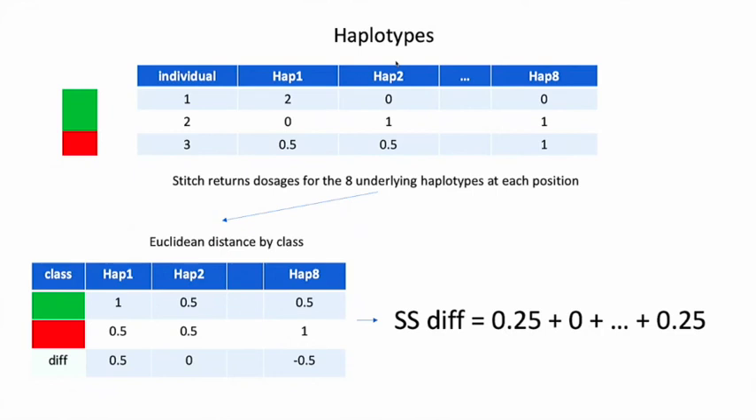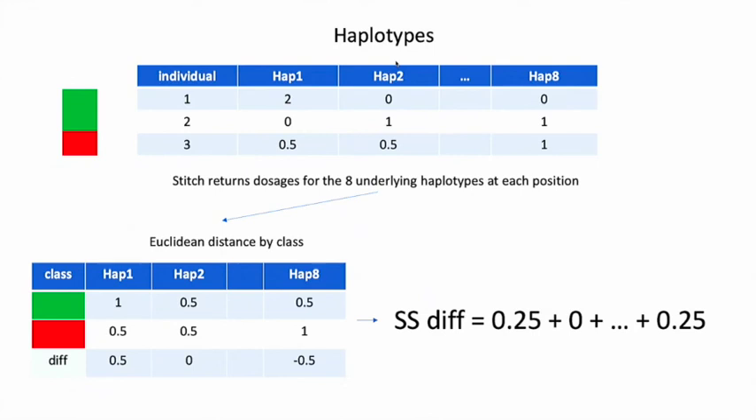And so what we could do is take all the individuals for some region that are quick clotters and calculate their average haplotype frequency. So that's all I've done here. This 1 here is the average of 2 and 0. This 0.5 is the average of 0 and 1. And this 0.5 is the average of 0 and 1.